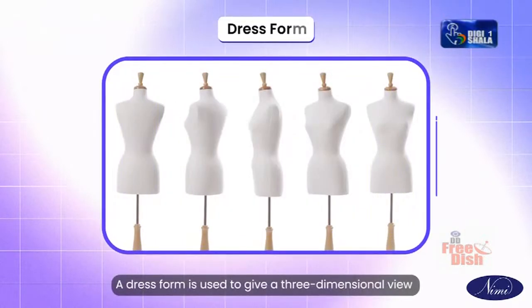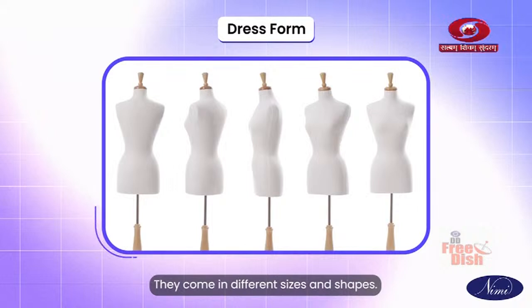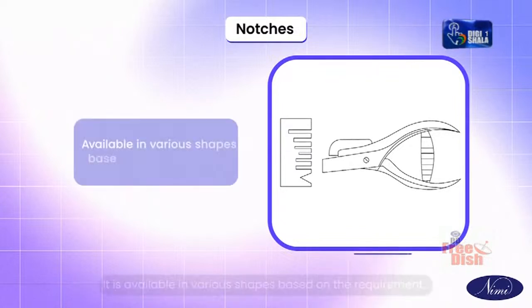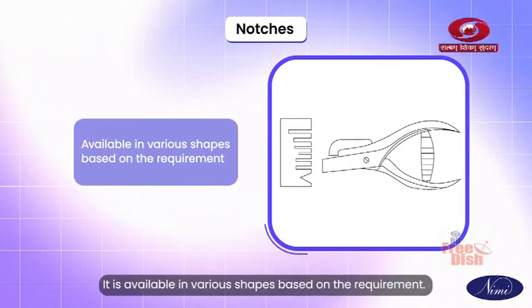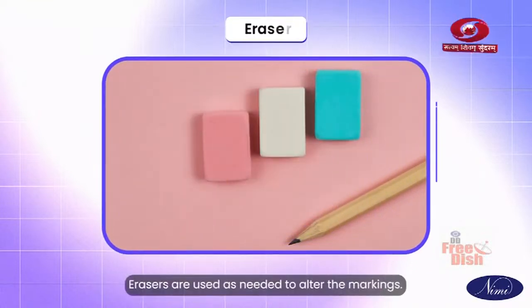A dress form is used to give a three-dimensional view of the article of clothing. They come in different sizes and shapes. Notches are used for placing positioning marks on cutting patterns. It is available in various shapes based on the requirement. Pencils are used for marking and drawing on the tracing paper. Erasers are used as needed to alter the markings.